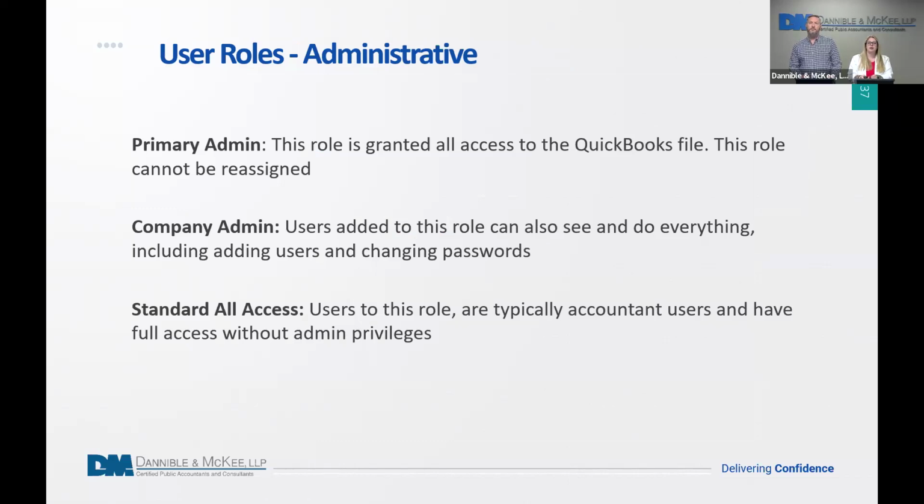The first one is the primary admin. So you won't technically be able to add a new person and give them that role right away. The primary admin is basically the person who owns the QuickBooks file. They have access to do every single thing in QuickBooks that they would want to, including canceling or reopening it and adding new people. You can assign someone as a company admin.